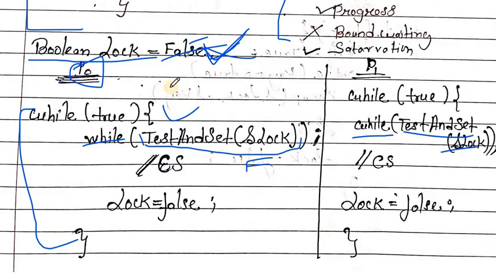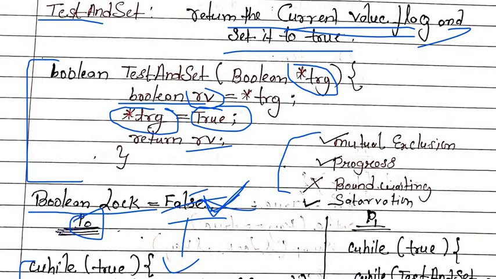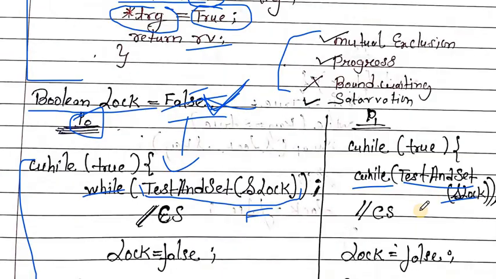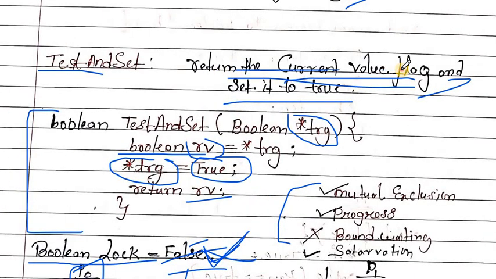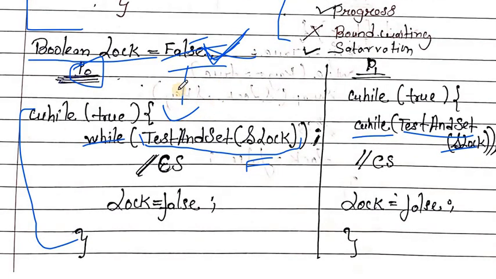It makes the lock value true, because when test and set executes, it returns the current value of the flag and sets it true. So it sets the lock value true and returns the current value. The current value is also true. So the process P1 is stuck in the while loop.